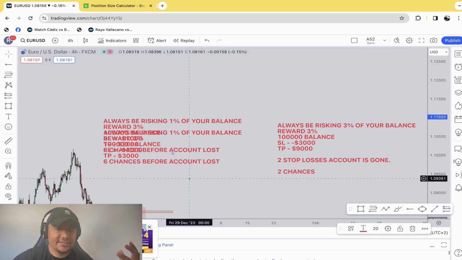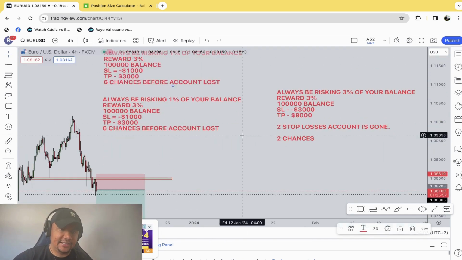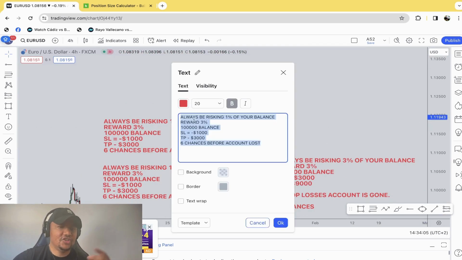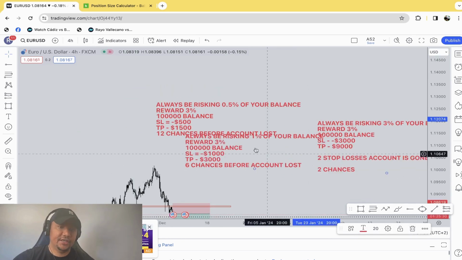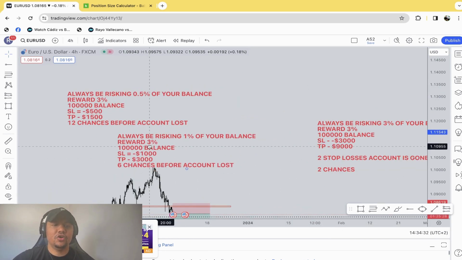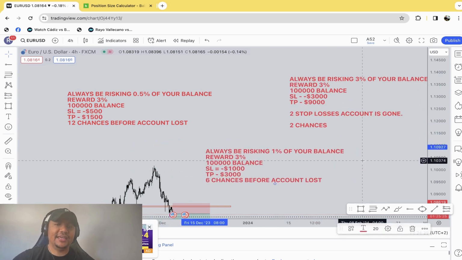Now we can take this a notch even further, right? Like I did before. Now let's say you want to go even further down, because remember, the bigger the account size, the less your risk can be. So now we are down to $500 and we're gonna make $1,500. But now we have 12 chances to basically trade. You see what happens when you reduce your risk. The less your risk, the more opportunities you have in the market.